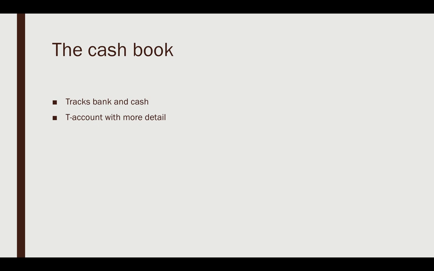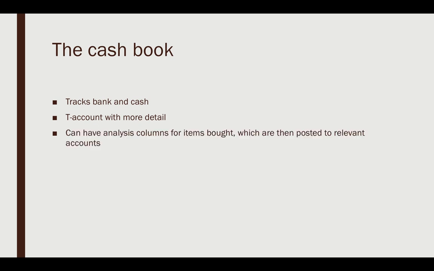To start off with, though, you can just have a simple cash book that simply shows you your bank and your cash on hand, and then you put the details of what the accounts are and post every item individually. However, if it gets more complicated, if you've got lots and lots of transactions, you may find it easier to have analysis columns for all the items that you bought as well, and these are then posted to the relevant accounts at the same time.